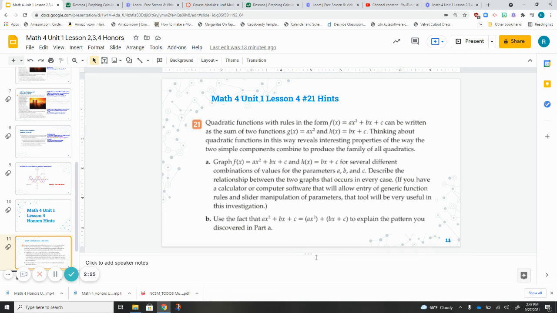Just use those tools. And now try to, in part B, explain the pattern that you discovered in part A as an effect of those two functions being added together and how that affects your final graph.